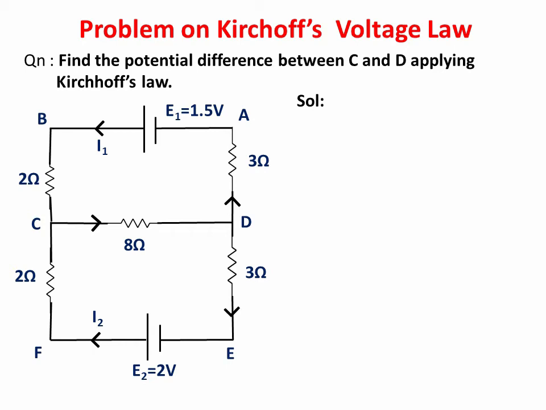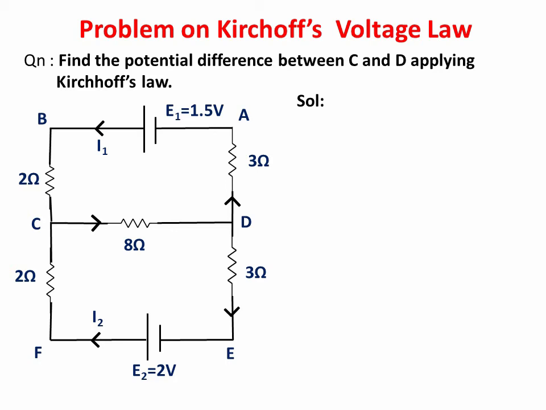So just look at that figure. The figure is already given in that question. Find the potential difference, that means the voltage drop across C and D. That means you have to find the voltage drop at C and D, that is, the drop across the 8 ohm resistance. That's the question. But what are the data given?